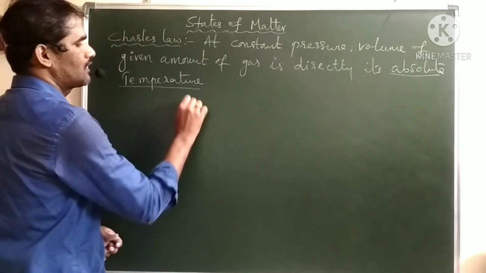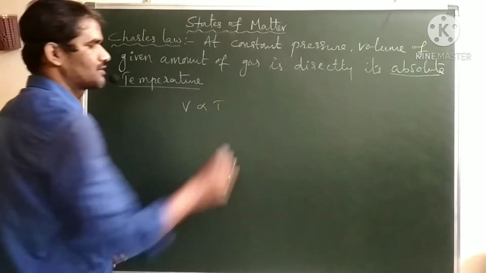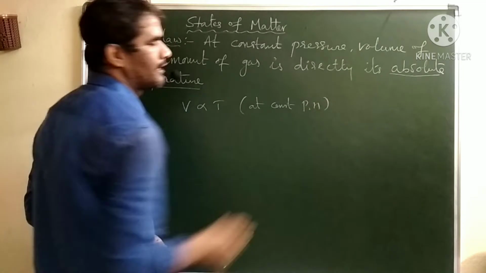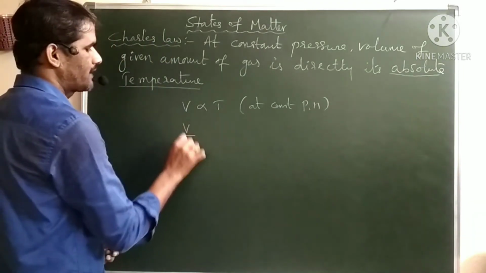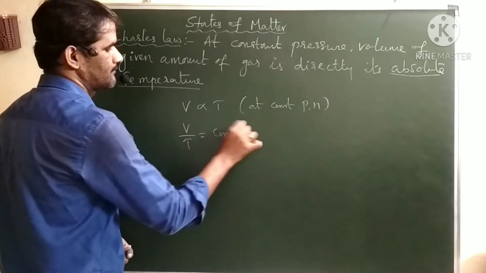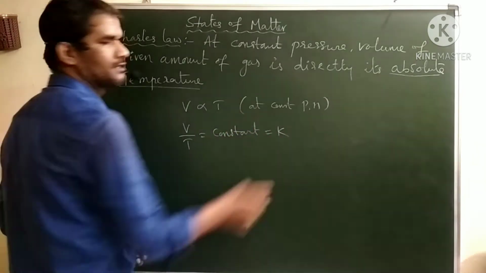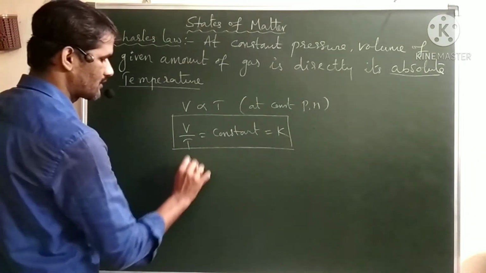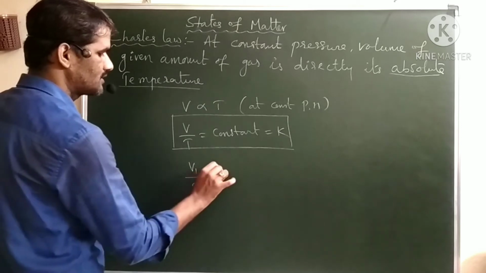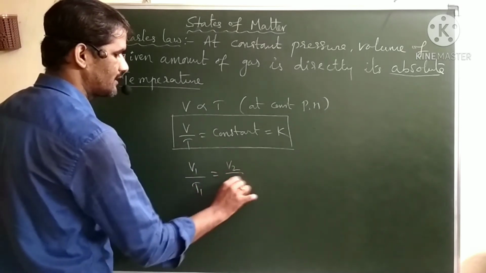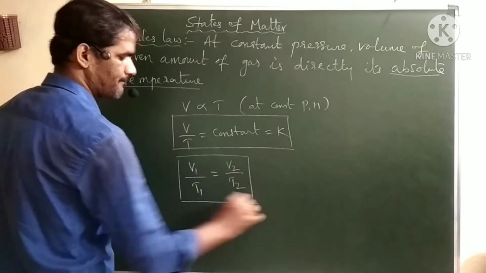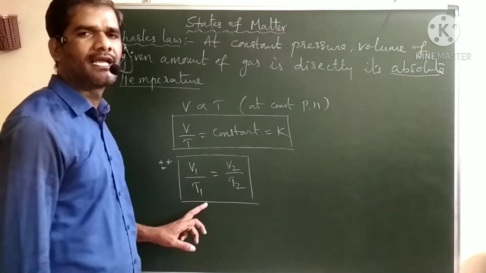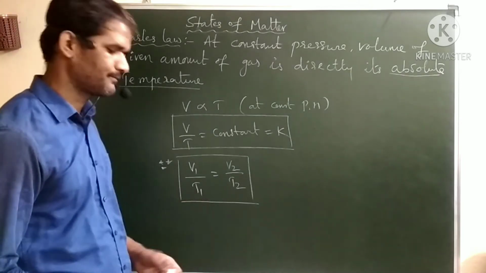So volume is directly proportional to temperature at constant pressure and number of moles. From this, V by T is equal to a constant K, and this is Charles law. From this we can write one formula: V1 by T1 is equal to V2 by T2. Here we always have to take the temperature in Kelvin, not in degrees Celsius.